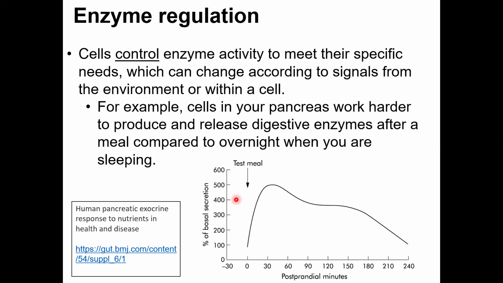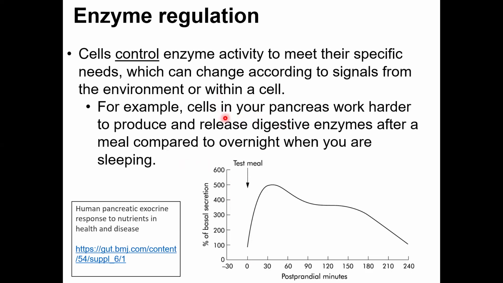Now, enzymes are wonderful, but if they are not regulated correctly, it can lead to so many issues. So how is an enzyme regulated? The cells end up controlling the enzyme activity to meet their specific needs. So it can change depending on signals from your environment, inside the cell, and many other aspects.